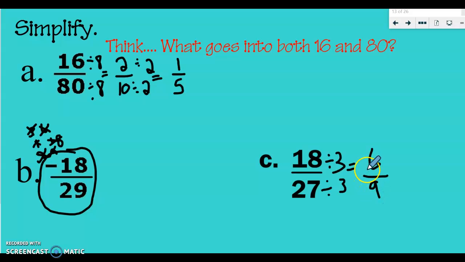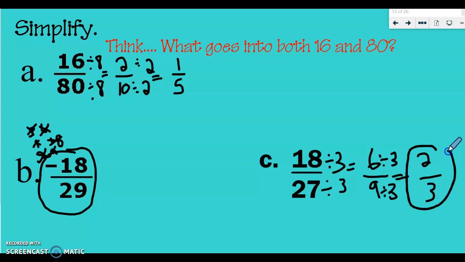And then you have to see, are there any more common factors? So 6 and 9, 3 goes into both of them. So I'm going to divide again by 3. 6 divided by 3 is 2, 9 divided by 3 is 3. There are no more common factors, so that is your final answer. If you had started off and found the greatest common factor to be 9 here, you would have gotten 2 over 3 in one step instead of dividing twice.